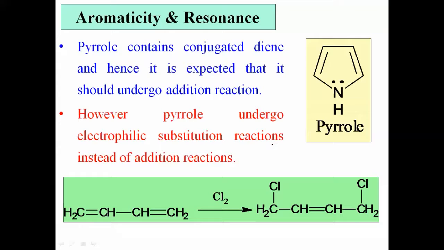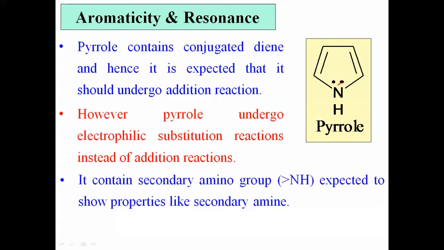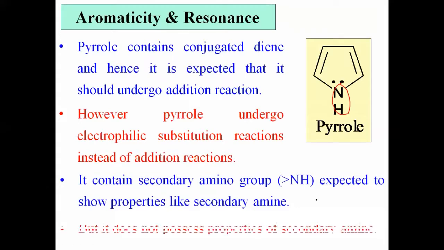Actually, electrophilic substitution reaction is a characteristic property of aromatic compounds, and here pyrrole undergoes electrophilic substitution, it does not undergo addition reaction. Actually, pyrrole contains an NH group, and the NH group is a secondary amine. It means pyrrole contains a secondary amino group, so our expectation is that it should show properties like a secondary amine, but pyrrole does not possess the properties of a secondary amine either. These are the two main observations.